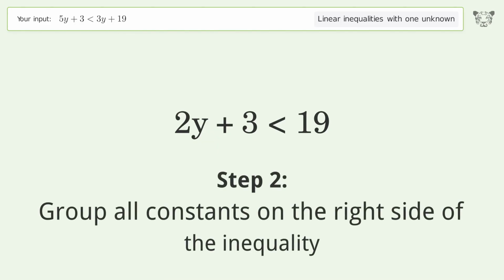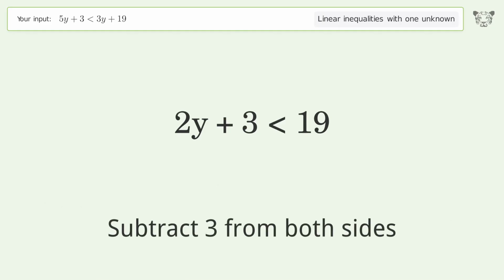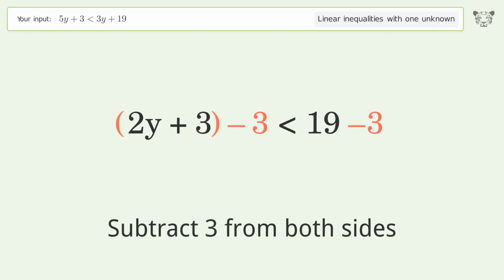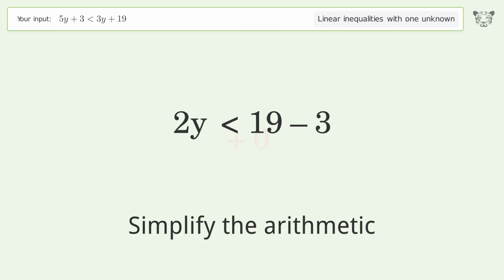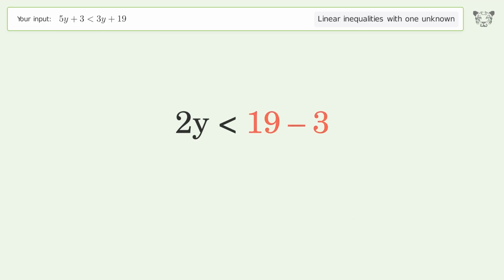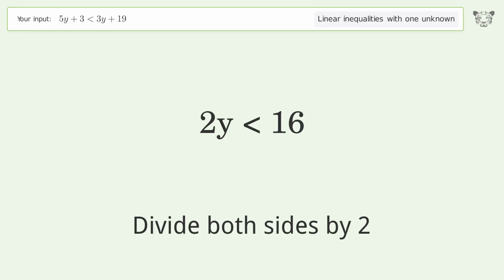Group all constants on the right side of the inequality. Subtract 3 from both sides. Simplify the arithmetic. Isolate the y. Divide both sides by 2.